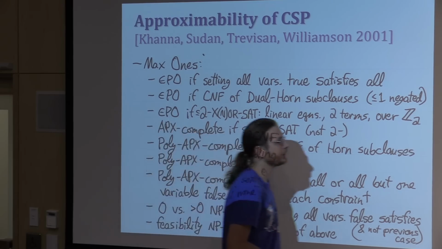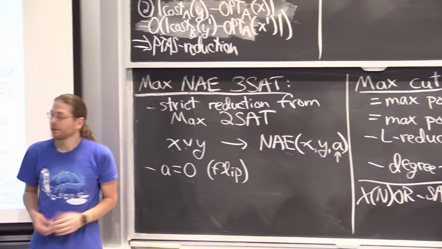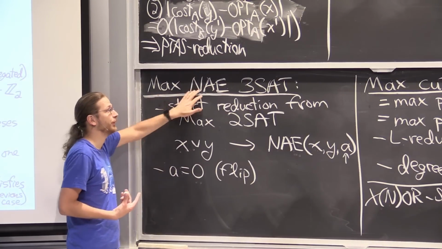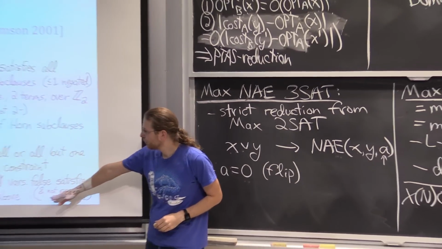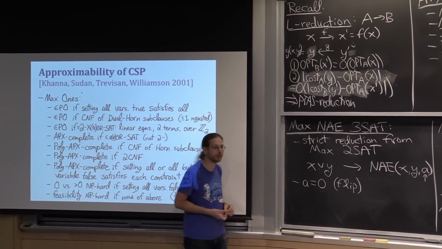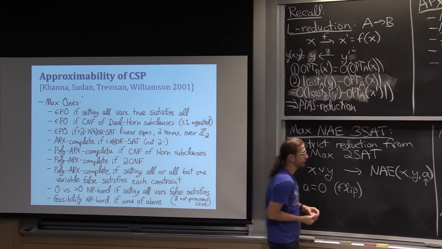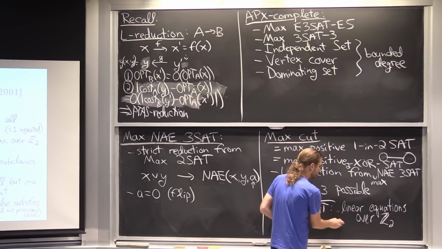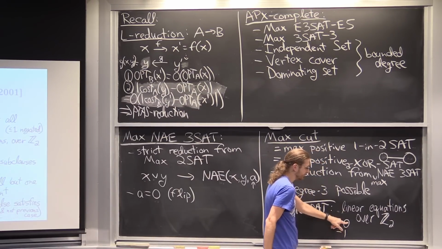Yeah, but max not all equal 3 SAT is different. Here we're trying to maximize the number of clauses that were satisfied. So if you have not all equal 3 SAT and you want to maximize the number of ones, that means first you have to satisfy not all equal 3 SAT, which is hard. So that's going to fall into this. The bottom one is feasibility. Just finding a feasible solution is NP hard. But the XNOR SAT is this thing, linear equations over Z2. And it could be equal to 0 or equal to 1. This is what you might call an XOR clause, or this is an XOR clause, this is an XNOR clause.